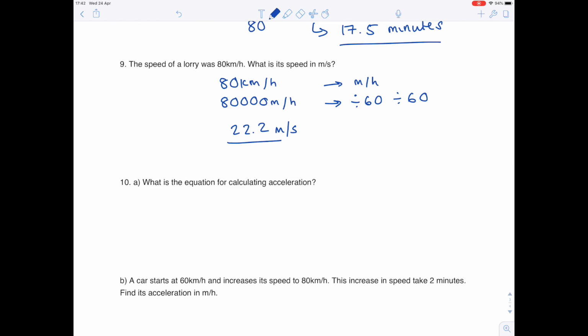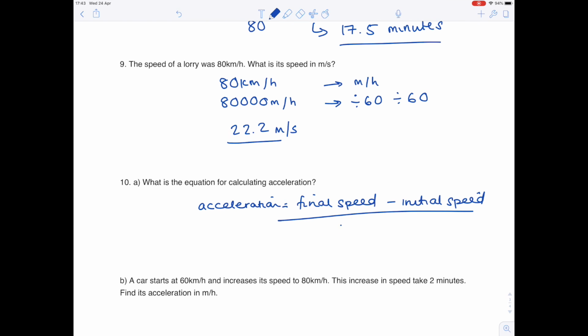What is the equation for calculating acceleration? Well, acceleration equals final speed minus initial speed over time.